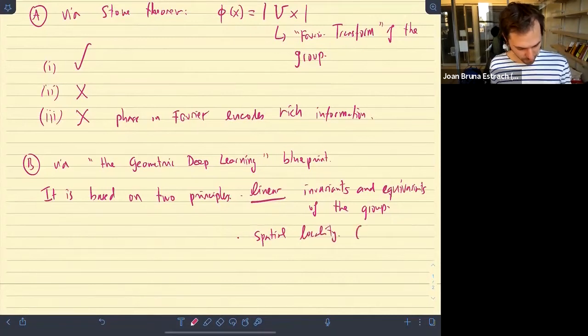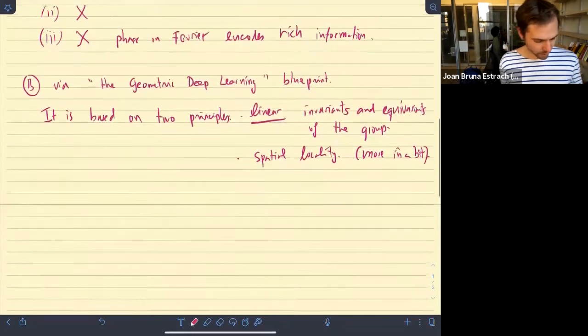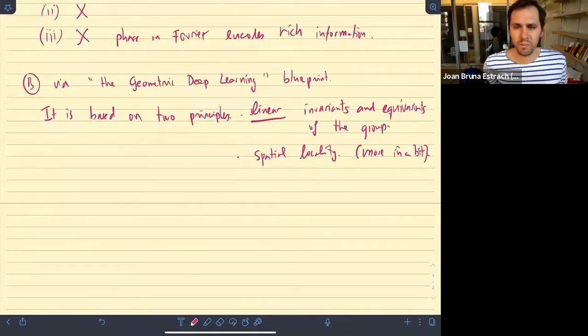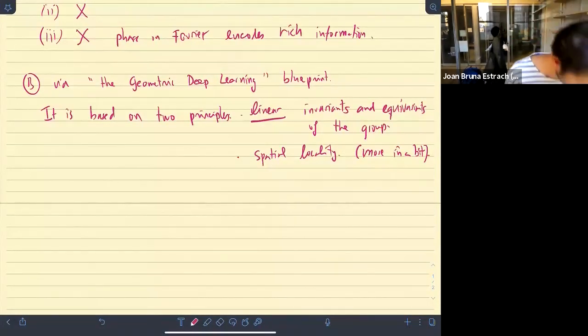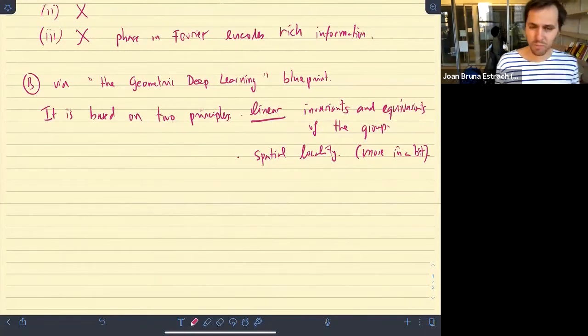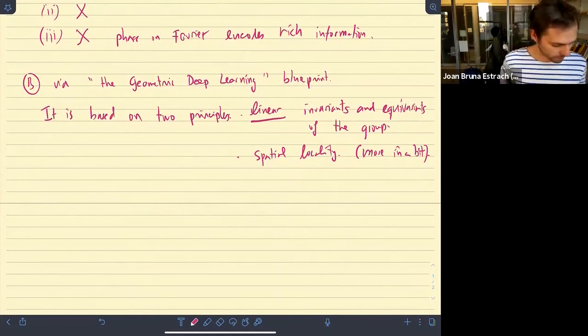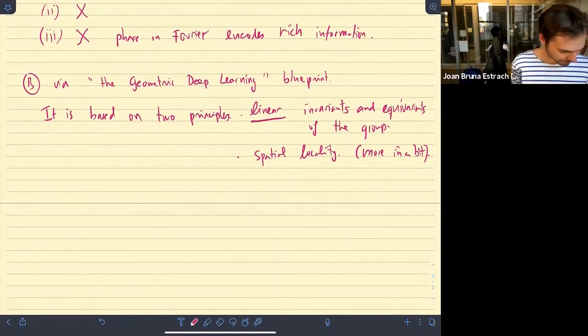Okay, we are going to see more in a bit. But before going into the details, let me just outline what is the main principle of this blueprint. The point is that we are going to build a representation by combining building blocks. And so there are different building blocks. Let's call them like this.